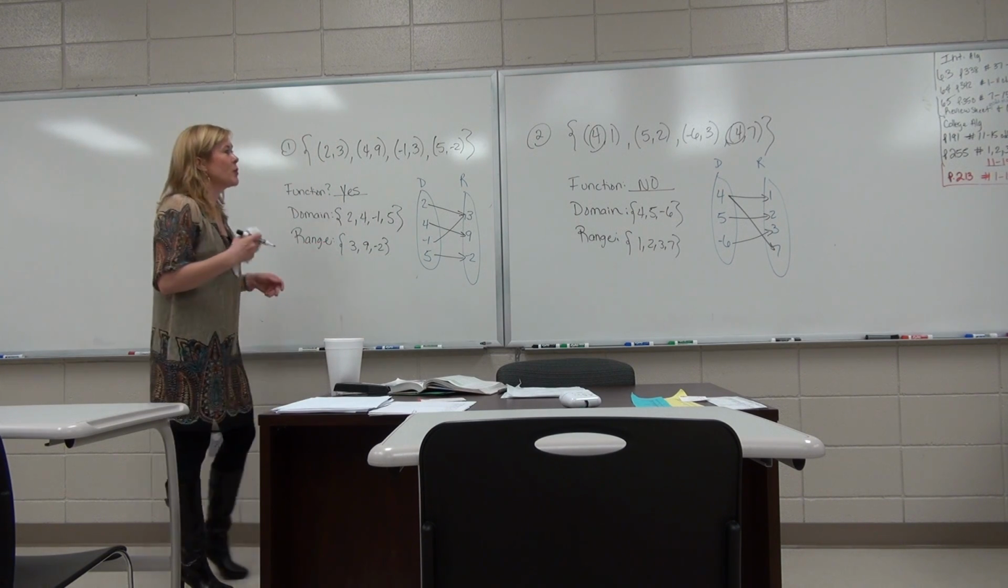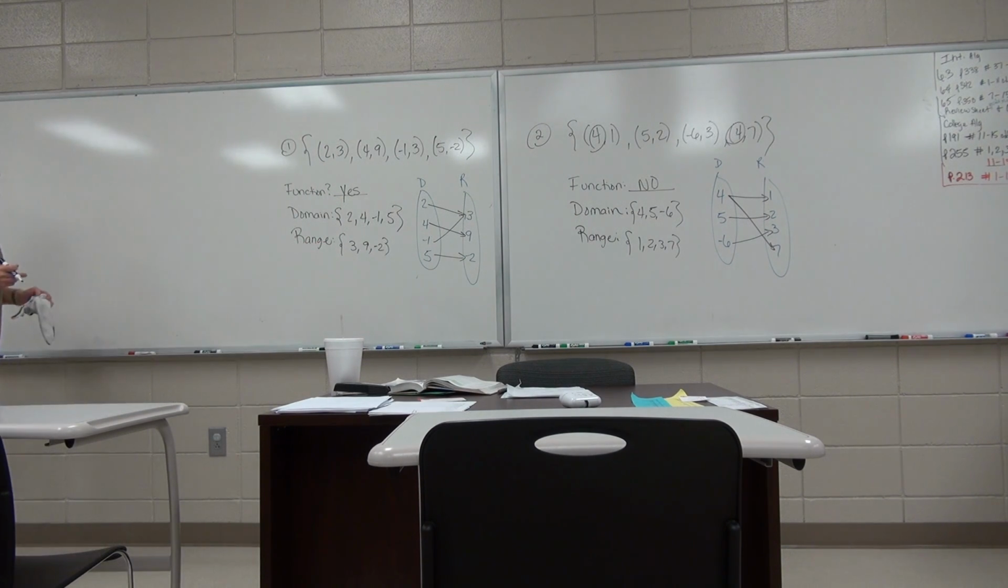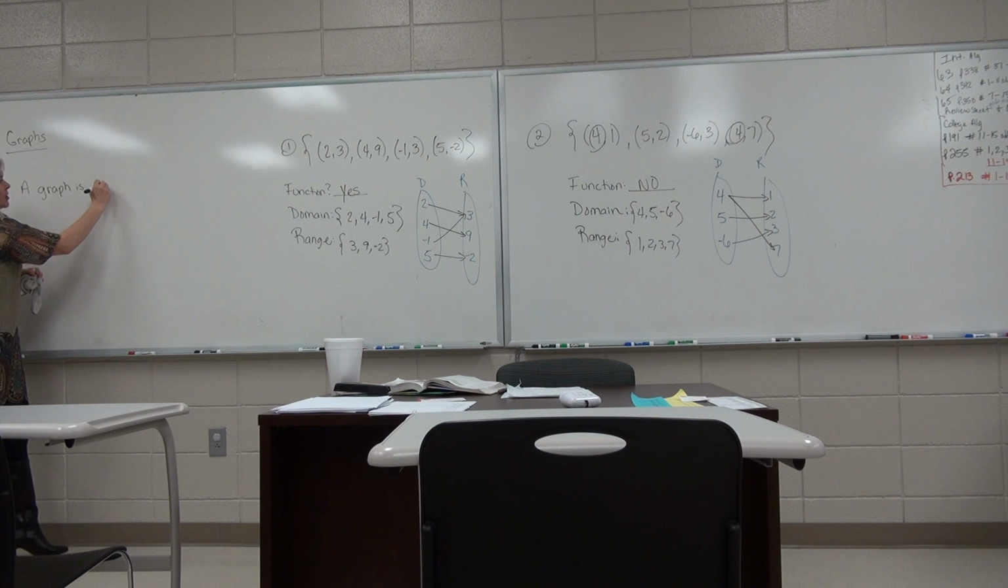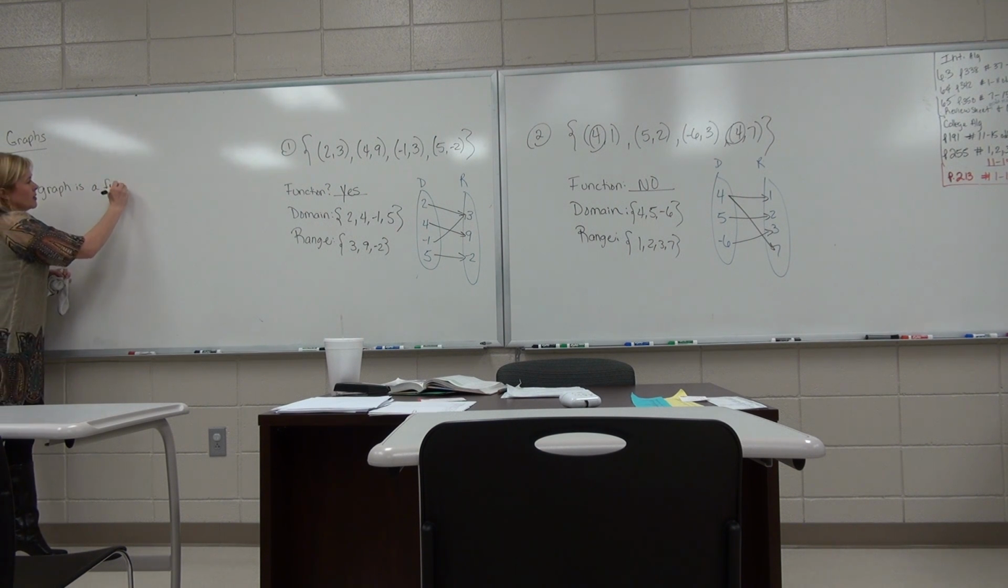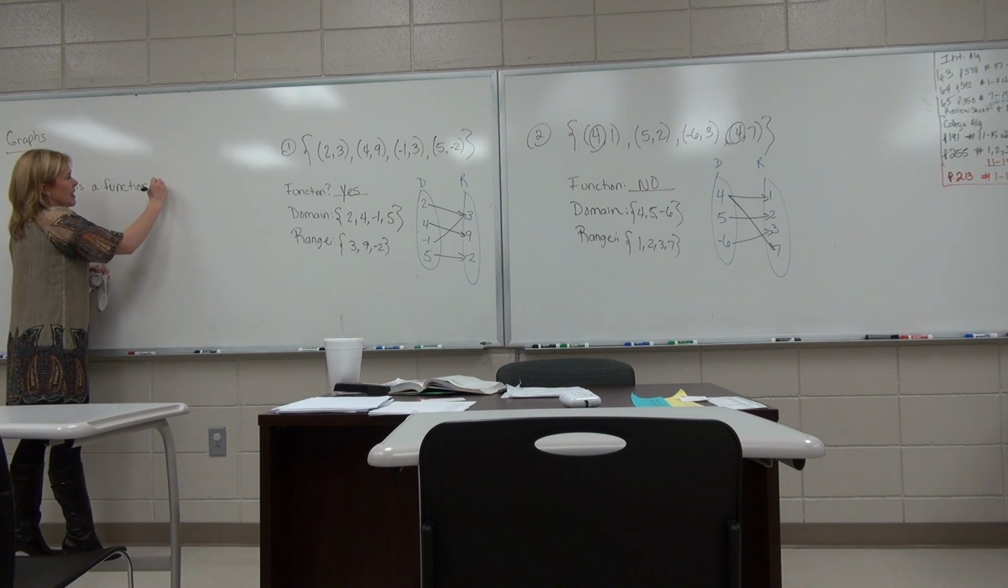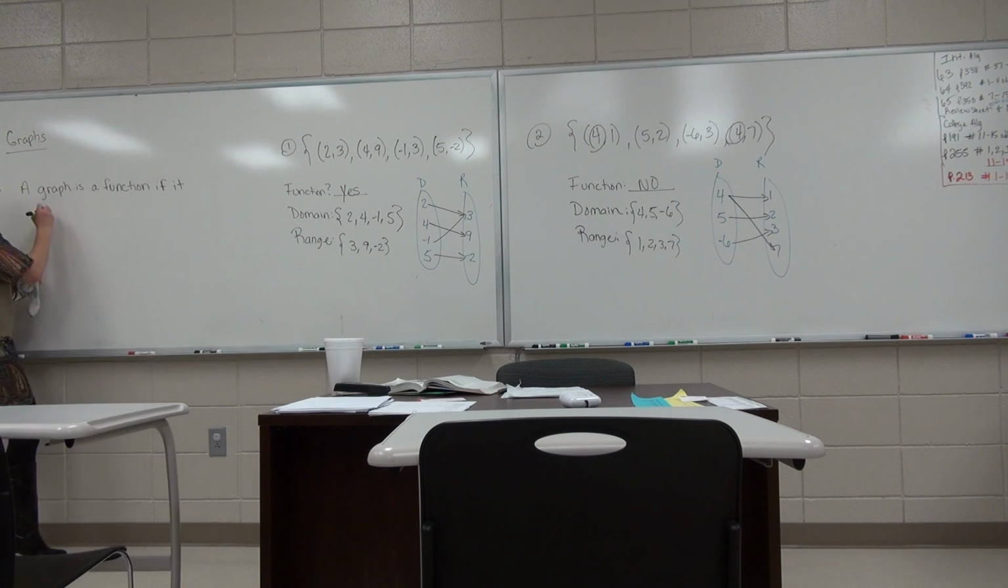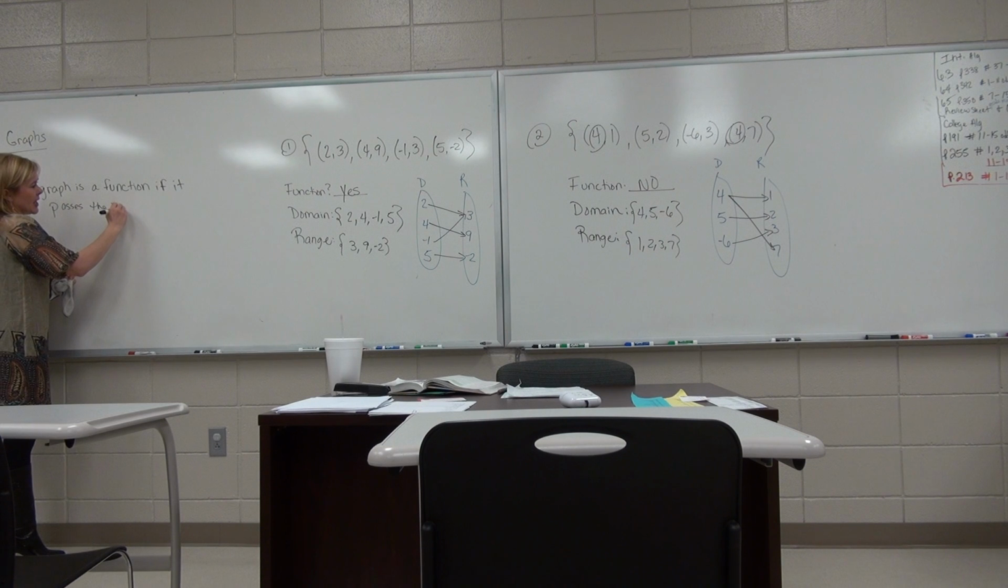That's when you're looking at a relation. Now we're going to talk about when you look at a graph, how you can tell if a graph is a function. A graph is a function if it passes the vertical line test.